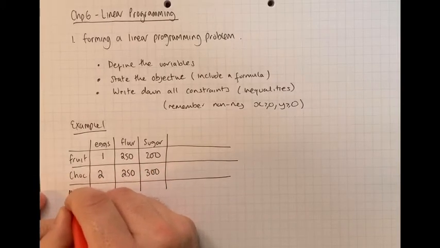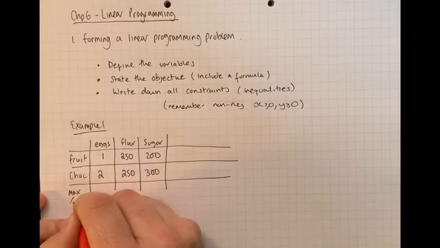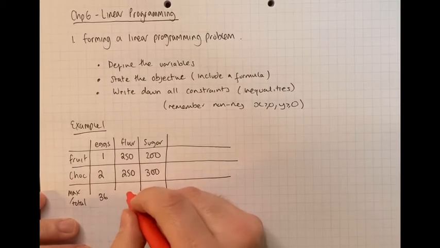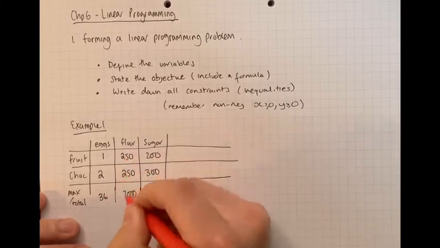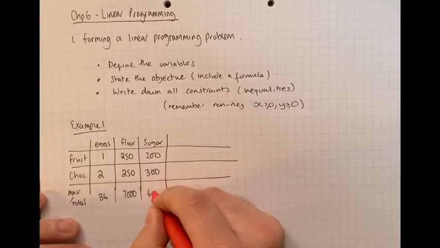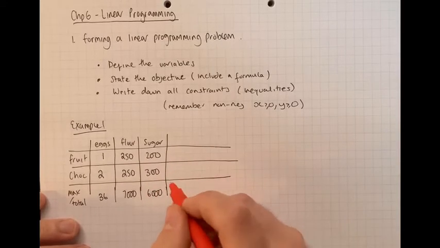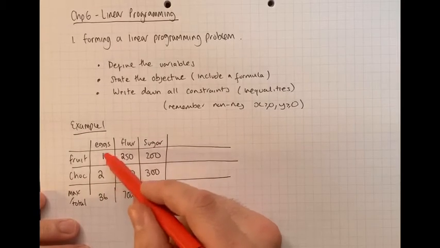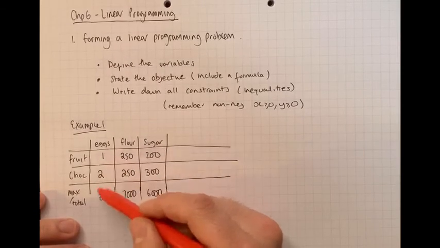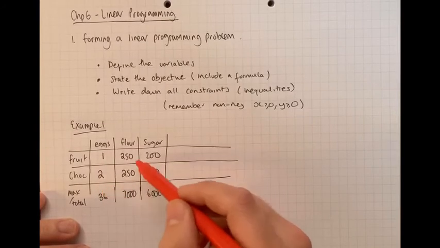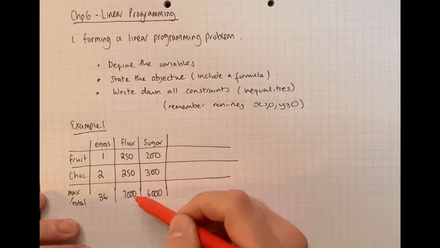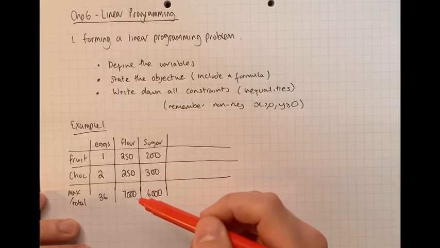You can put in the last one either max or total, wherever's appropriate. We've got a maximum of 36 eggs. We've got 7 kilo of flour, so that's 7,000 grams of flour. You need to make sure the units are consistent. 6 kilo of sugar. So for example, you could in theory make 36 fruit cakes. You'd have enough eggs anyway to make 36 fruit cakes. But 36 times 250 is going to be bigger than 7,000, so you wouldn't actually have enough. You'd run out of flour first.